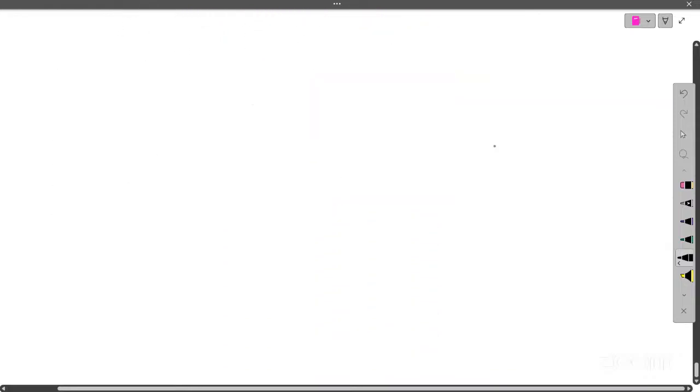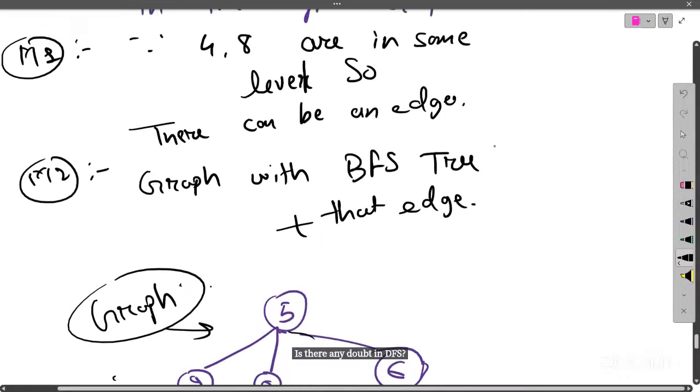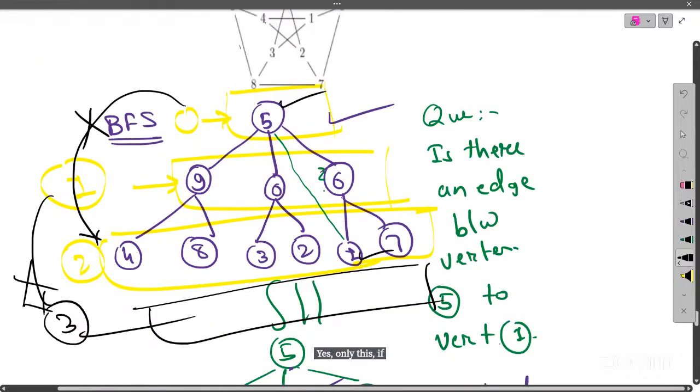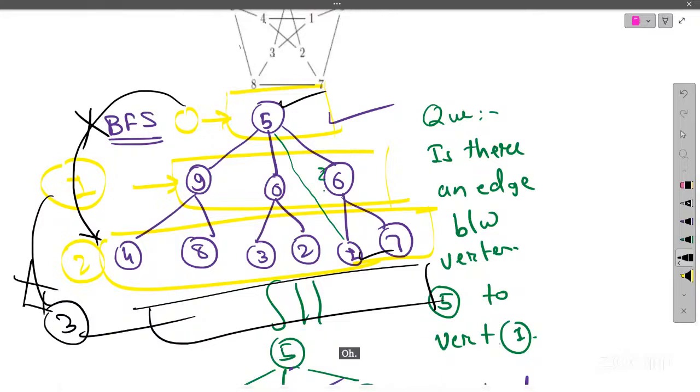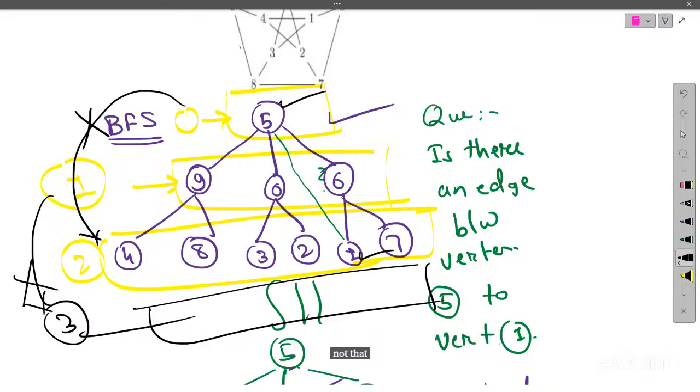Fine. So now let's go to the next concept, which is DFS. Is the DFS process okay to you guys? Is there any doubt in DFS? Yes, ma'am. Yes, only this, if they again ask about edges in a DFS tree. That is tough. The same method you would have to apply in DFS also. I don't think they will ask in DFS because the DFS method is very random. There we don't have a level structure, we don't have such kind of thing. So it's a very tough thing to judge whether an edge is there in DFS or not. Not that tough, but obviously it will be a little bit trickier.